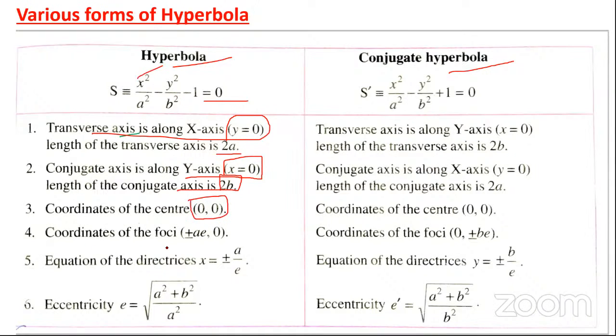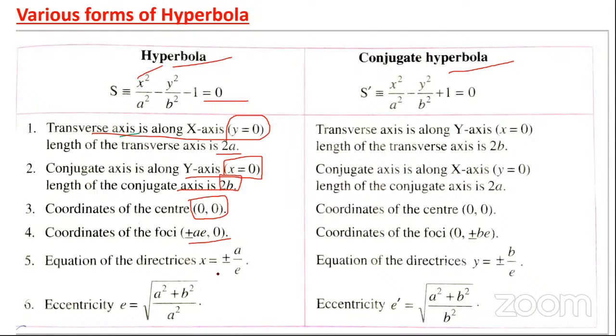And the coordinates of the foci, we are finding that one. The foci value is (ae, 0) in the first standard form, like the parabola case, that is 1 plus 2. We did that one there. So we get x equal to plus or minus ae, 0.